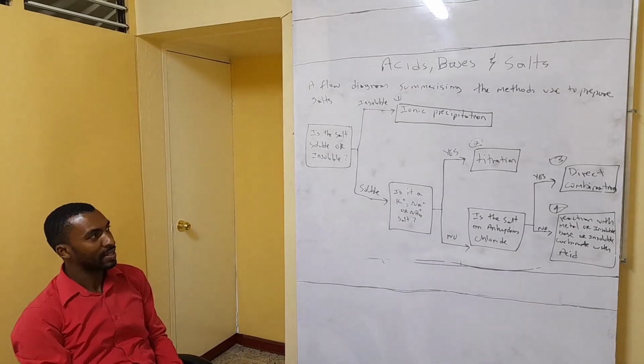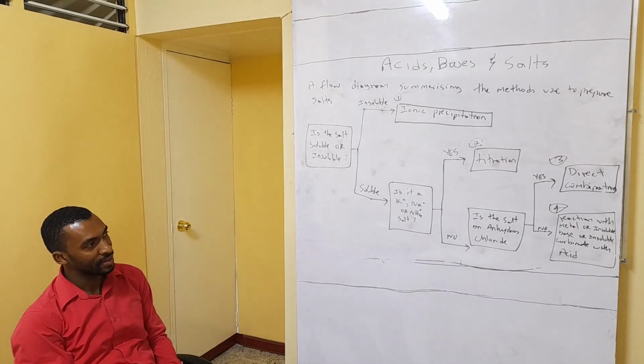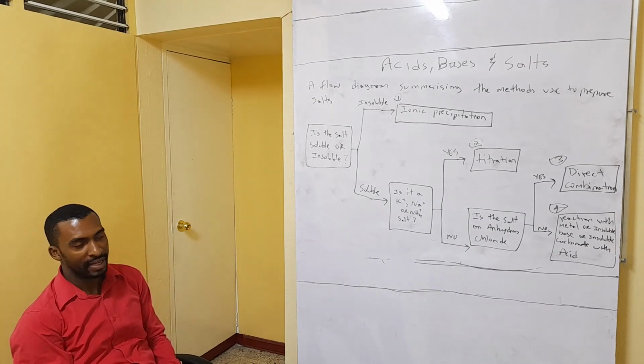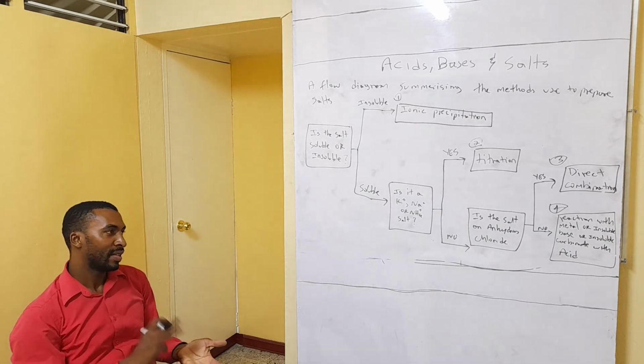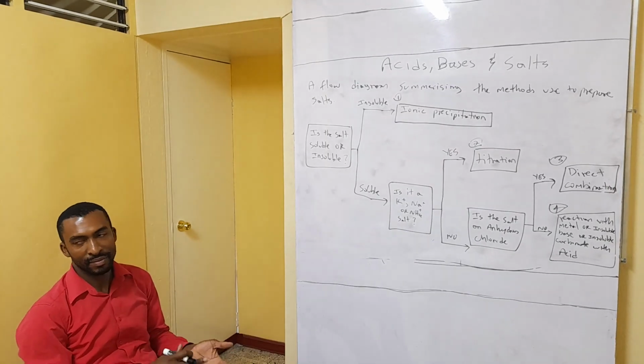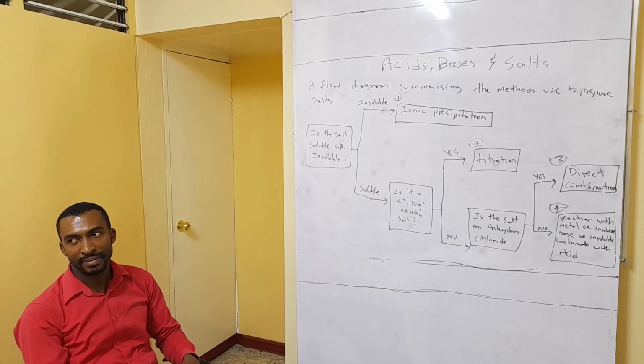1, ionic precipitation. 2, titration. 3, direct combination, which we use for the anhydrous chloride. And 4, reaction with the metal plus the acid, insoluble base plus the acid, insoluble carbonate plus the acid. Clear?